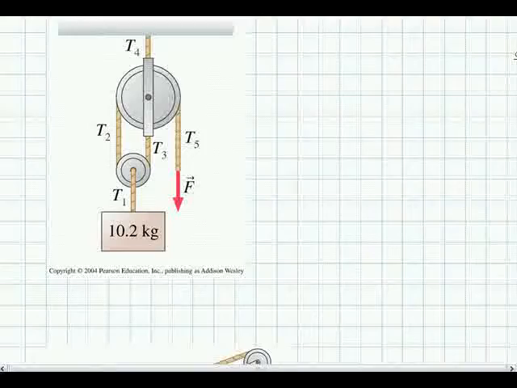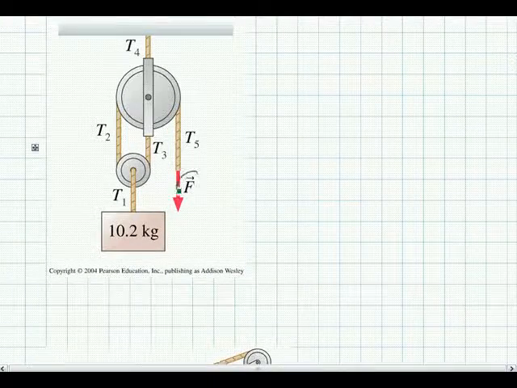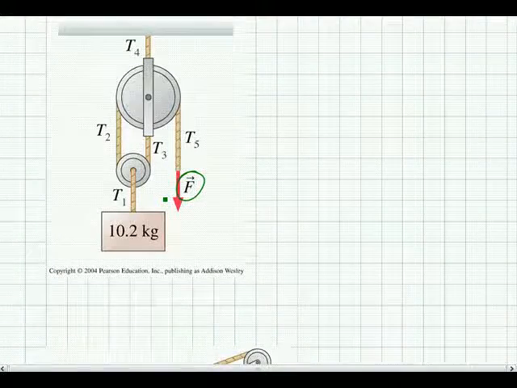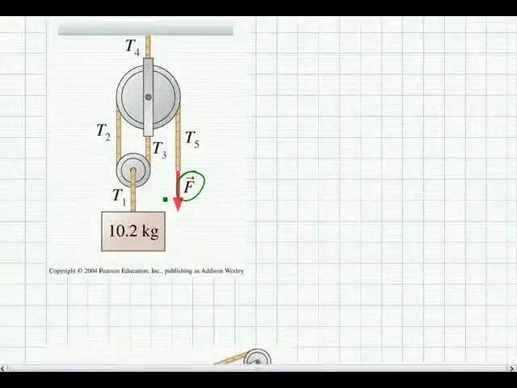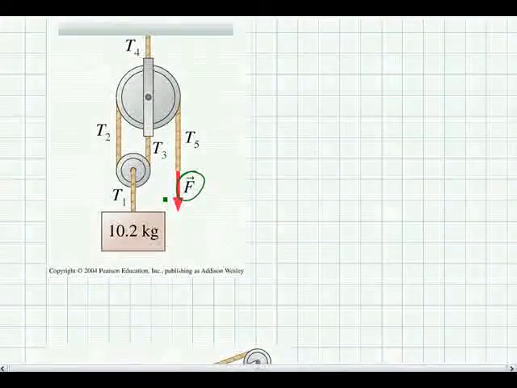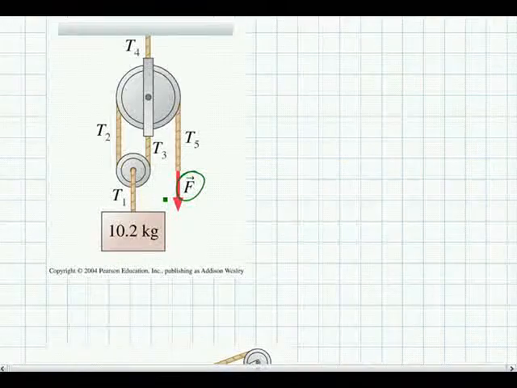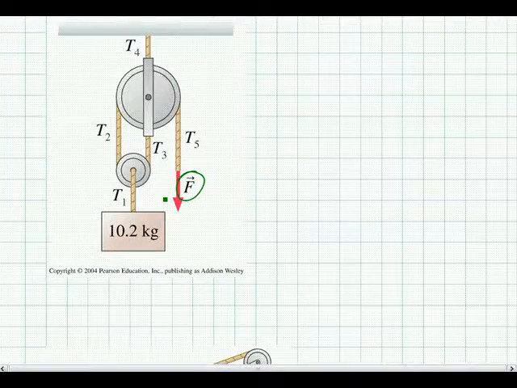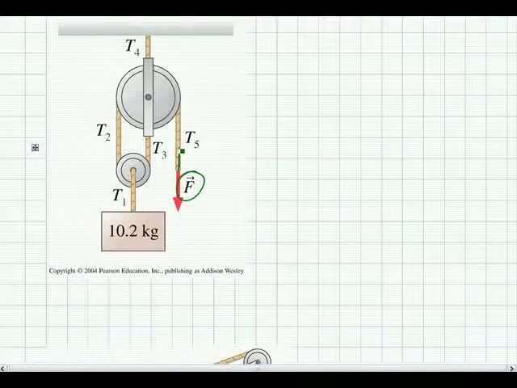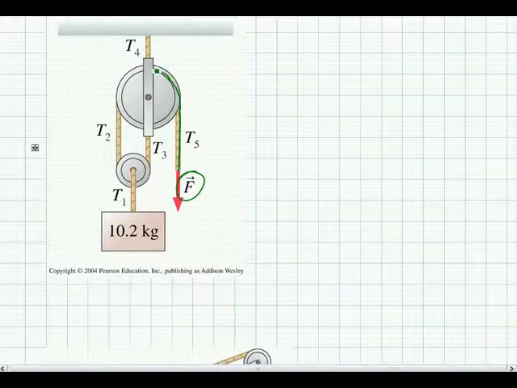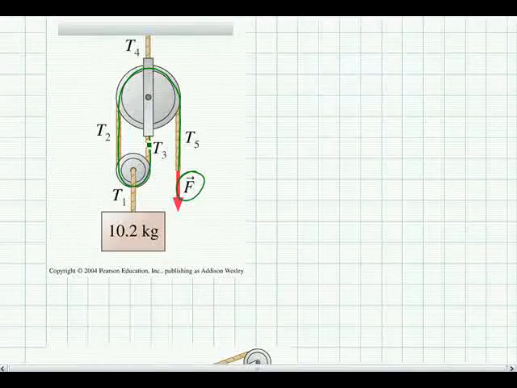Now this is an interesting problem. We have two pulleys, a mass and a force F, which is holding everything at equilibrium. So everything is in equilibrium, nothing is moving, and the problem asks us to identify forces T1 through T5. First thing you have to note is that we have one piece of string here, which kind of goes through these two pulleys like this.